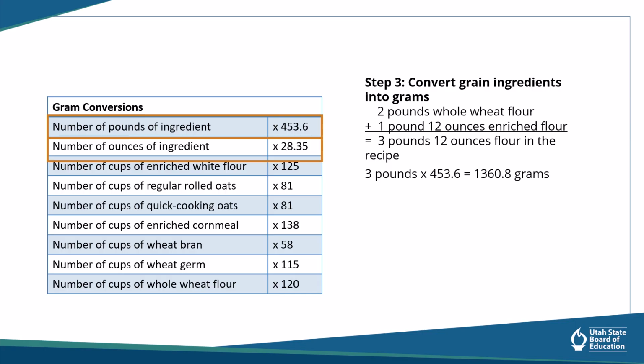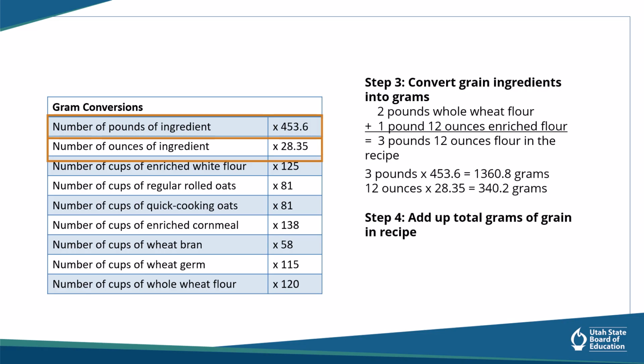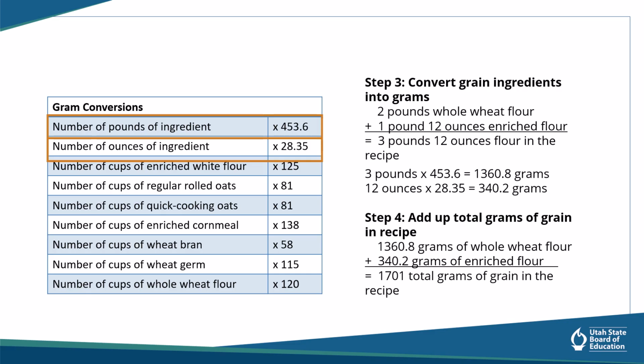Now we need to convert our ounces to grams using the table, and the number to do that is 28.35. We will multiply our 12 ounces by 28.35, which equals 340.2 grams. Step 4 is to find the total number of grams of grain in the recipe. So we add together 1,360.8 grams of flour and 340.2 grams of flour for a total of 1,701 grams of grain in our recipe.